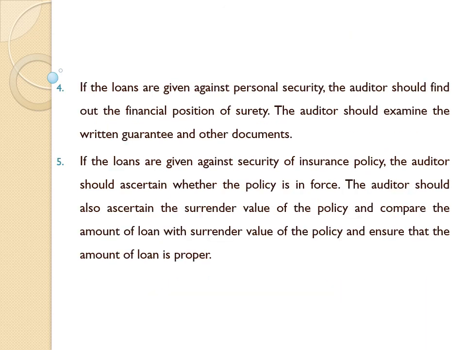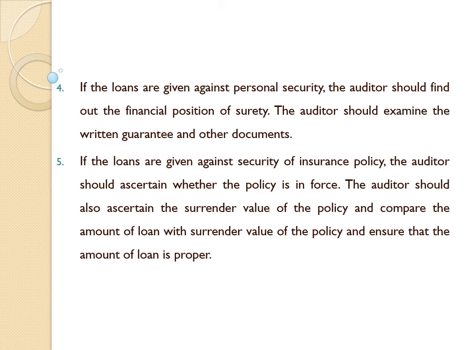If the loans are given against a personal security, the auditor should find out the financial position of the surety. The auditor should examine the written guarantee and other documents. Sometimes, on the basis of personal security, loans may be granted. For that purpose, the auditor should examine the financial position of the surety and the guarantee and other documents regarding this.